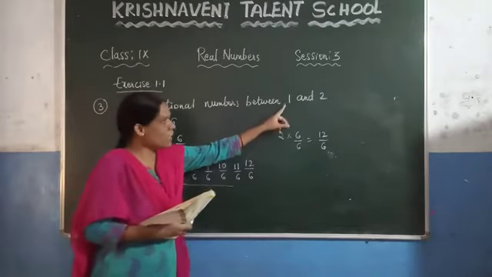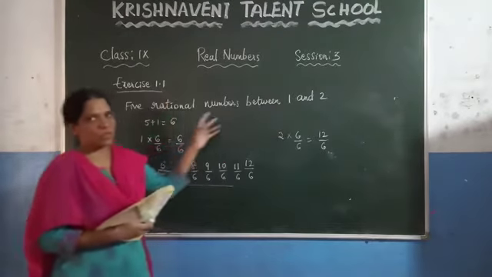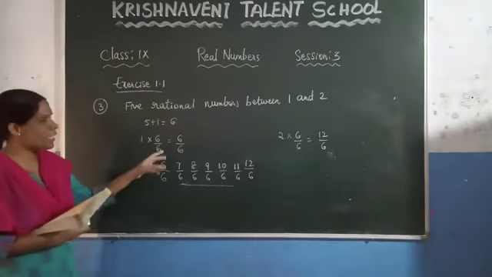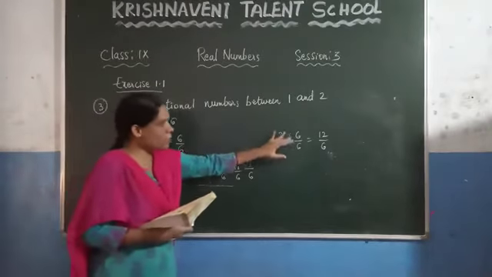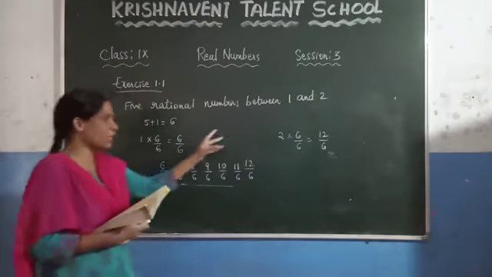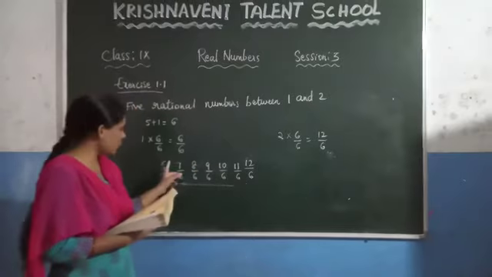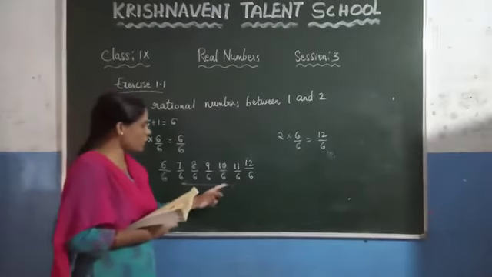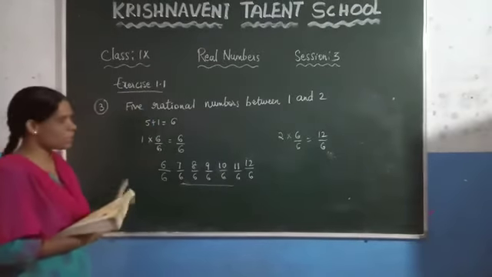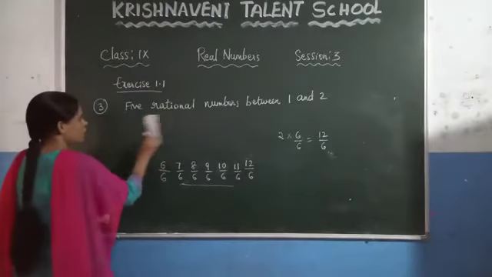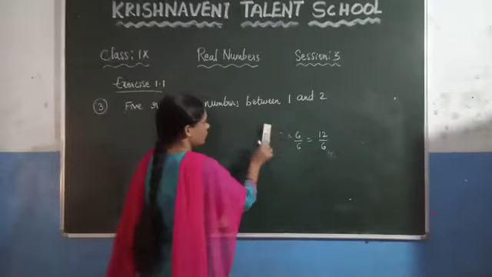To make the denominator 6, what do we have to do? Take the first number, multiply and divide by 6 by 6, and take the second number, multiply and divide by 6 by 6. So we can write 1 as 6 by 6 and 2 as 12 by 6. In between 6 by 6 and 12 by 6, how many numbers are there? 5 numbers are there. You can do it in this way, or you can do it in the other way also. Let us see that also.